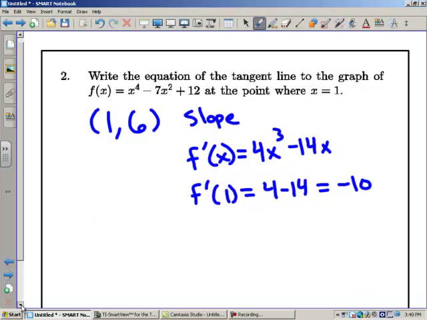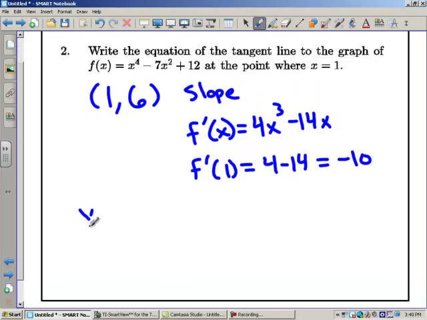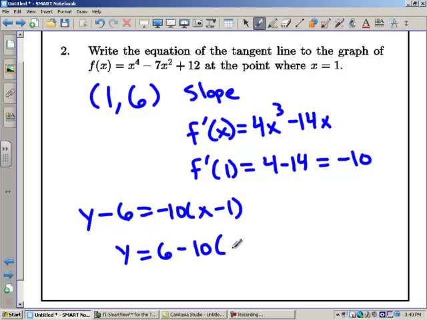So my equation of my tangent line is y minus y1, which is your y coordinate, equals the slope times x minus x1. And of course, you could rewrite this by adding the 6 to both sides: y equals 6 minus 10 times x minus 1.